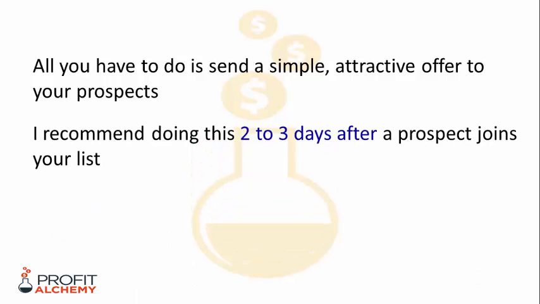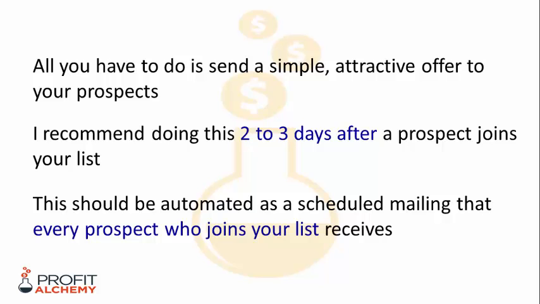I recommend doing this about 2 to 3 days after a prospect joins your list. So they're still familiar with you, they're still excited about the free bait piece they opted in to get, and they know who you are. They're going to recognize an email coming from you. Now, this should be automated, and it should be sent out as a scheduled mailing that every prospect who joins your list receives. And it's really easy to do with any email software.